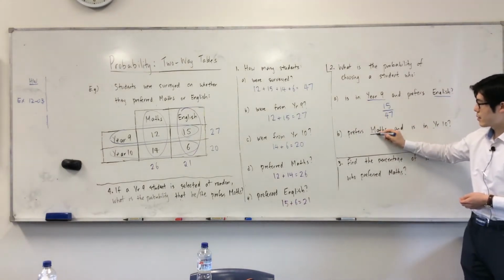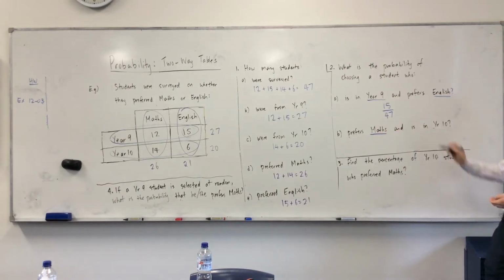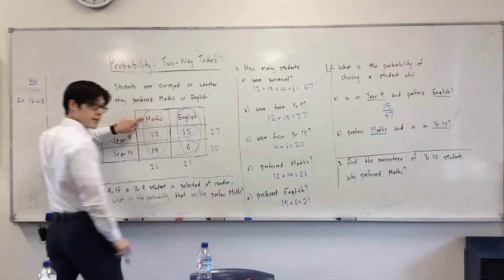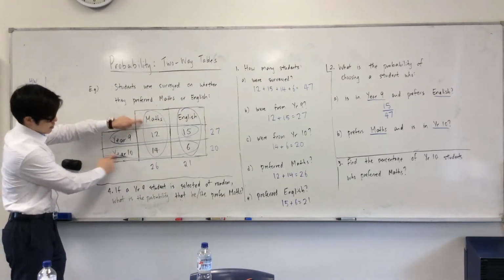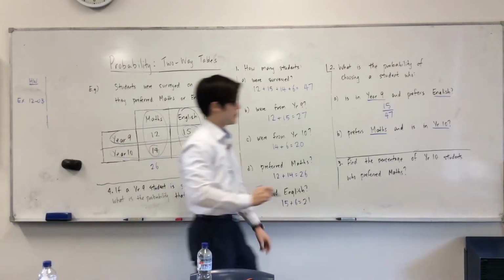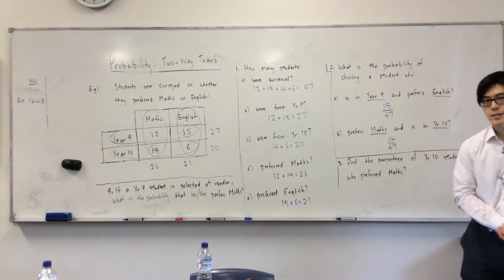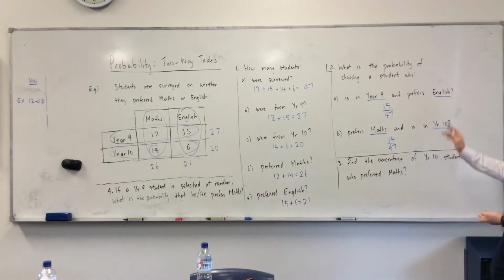Similarly, the probability of choosing a student that prefers maths is in Year 10. So we got maths in Year 10, so that's 14. Okay. Now you can't simplify those two fractions, so just leave it as it is. But if you can, obviously write the simplified form.